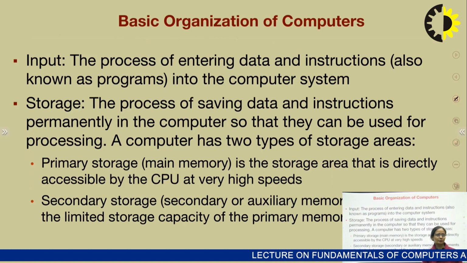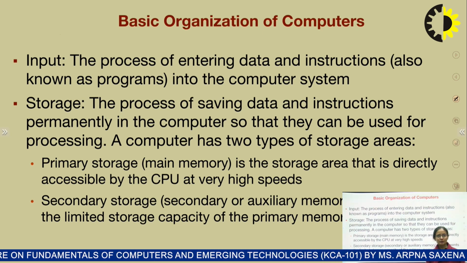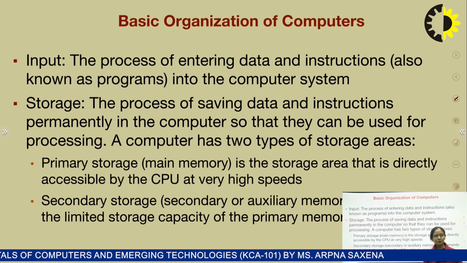Input is the process of entering the data and instructions into the system, and basically we have the input devices. Storage is the process of saving data and instructions permanently in the computer so that they can be used for processing. A computer has two types of storage areas: one is primary and the other is secondary. Primary is the main memory. It is the area directly accessible by the CPU, which interacts with it at a very high speed.